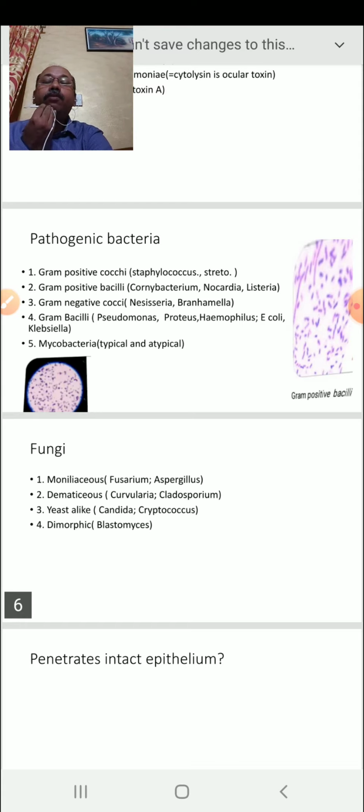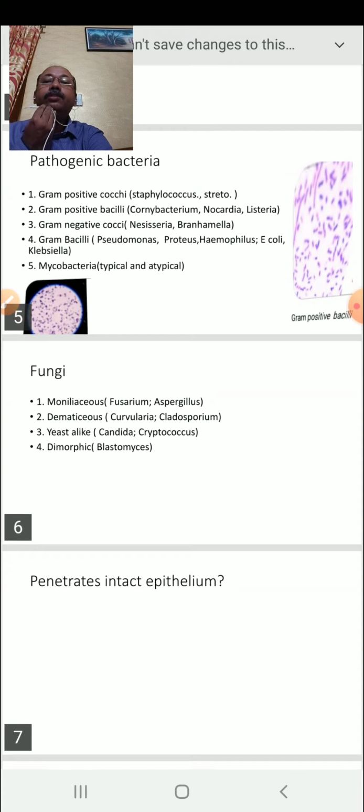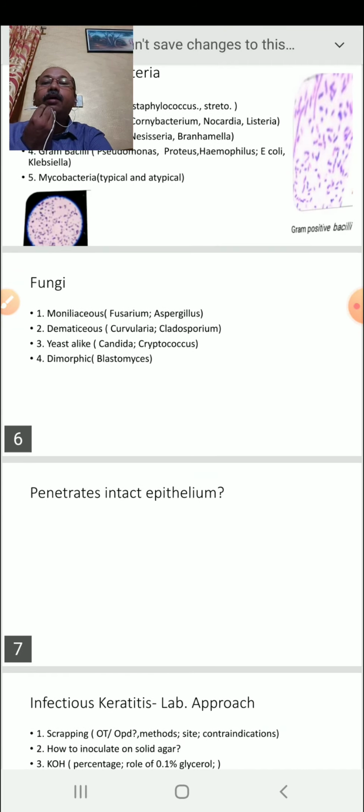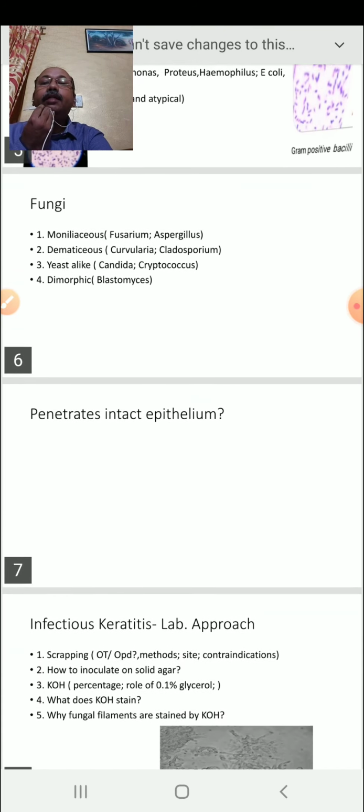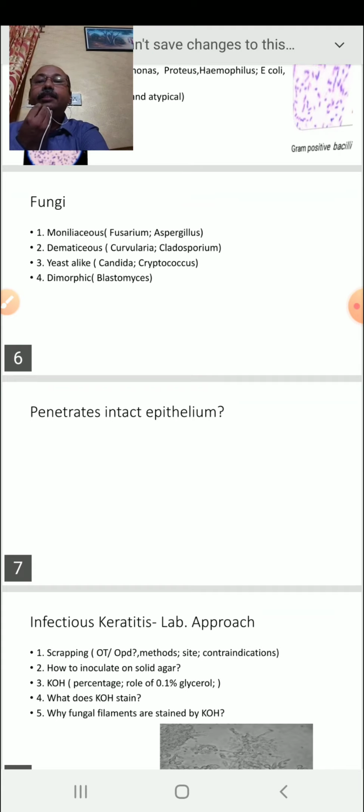Lastly, there are some low grade pathogenic organisms, or what you can say atypical organisms. The prototype is Mycobacterium tuberculosis. Now, Mycobacterium again can be divided into 2. One is the typical Mycobacterium tuberculosis and the other is the atypical, of which Mycobacterium chelonae and Mycobacterium fortuitum are the prototypes of atypical microorganisms. Among the fungi, now these are classified according to their architecture.